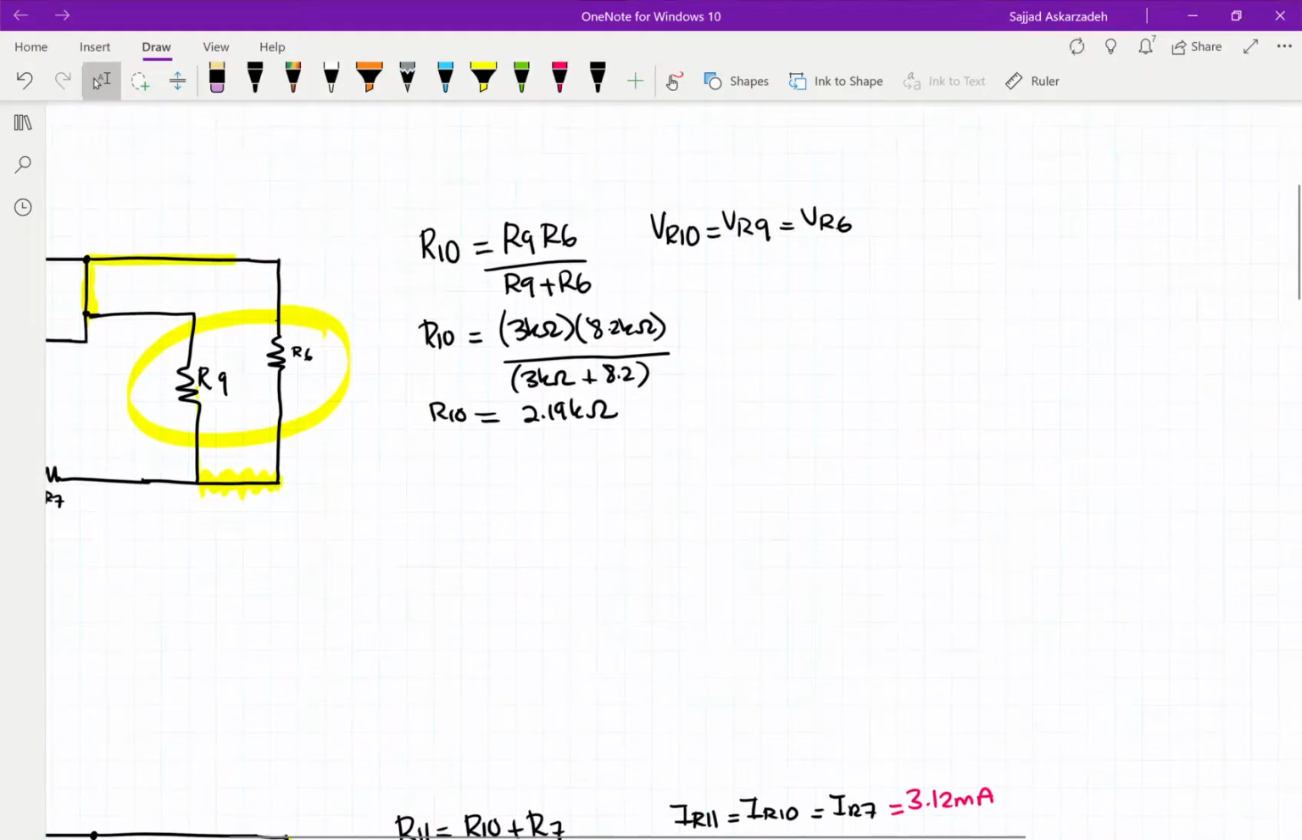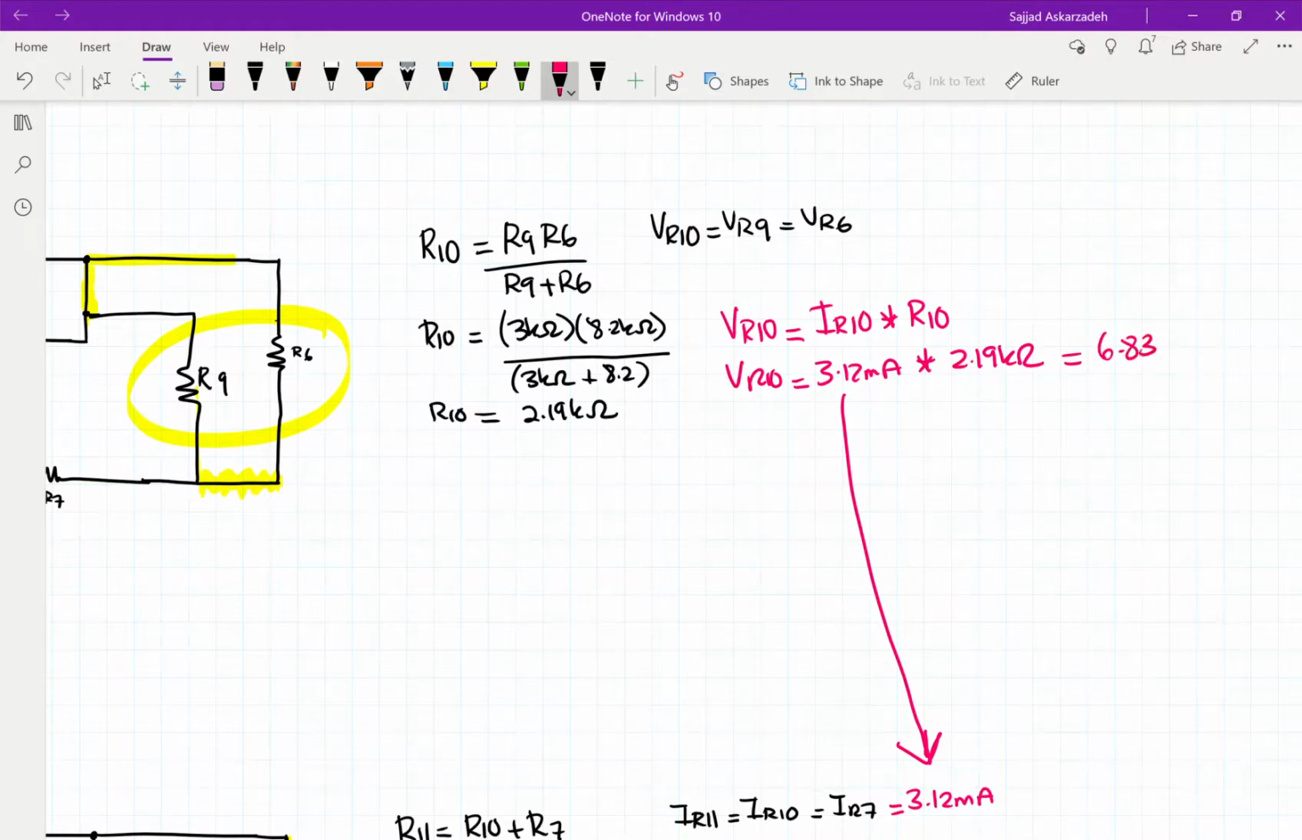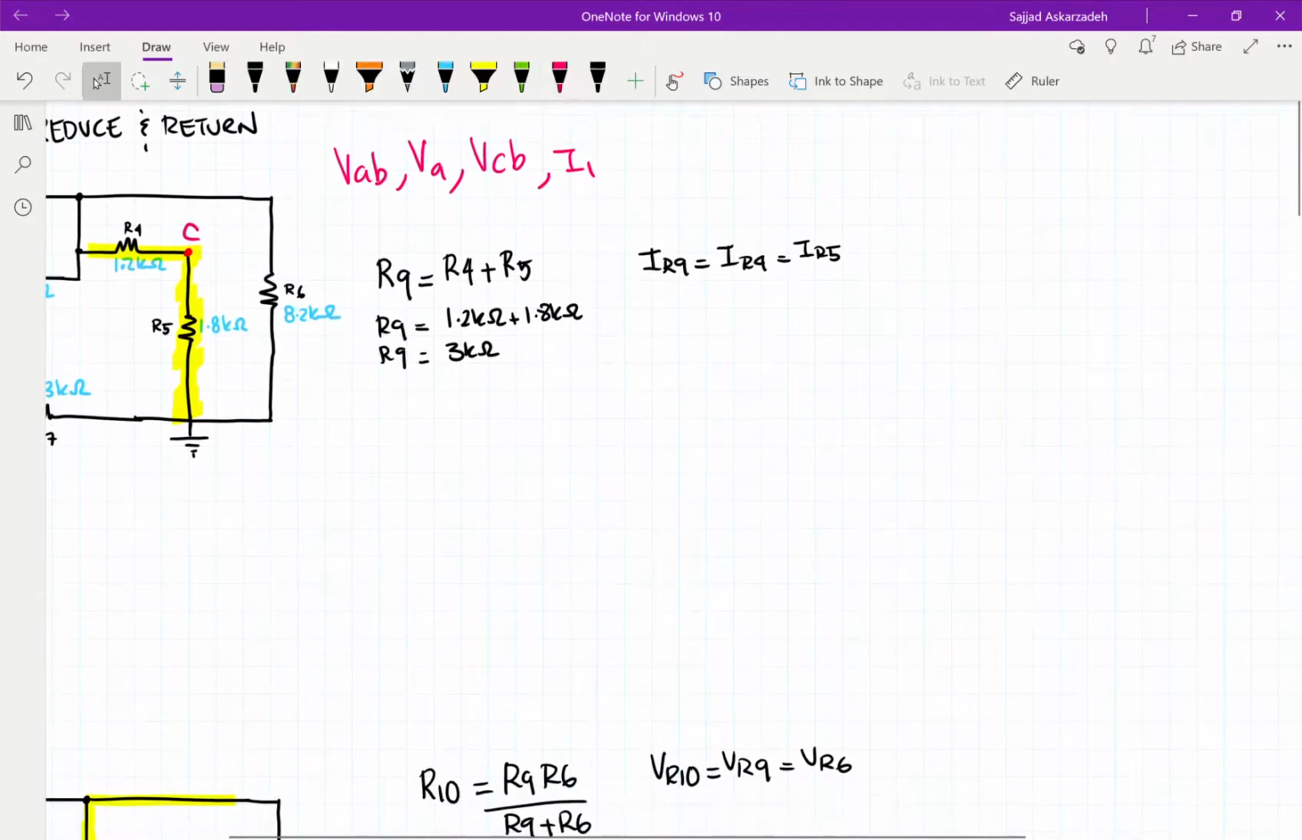Okay, next one. Here we're trying to find what VR10 is, which is IR10 multiplied by R10. IR10 is 3.12 milliamps, and I got it from here, multiplied by R10, which is 2.19 kilo ohms, and we calculate a value of 6.83 volts for VR10.